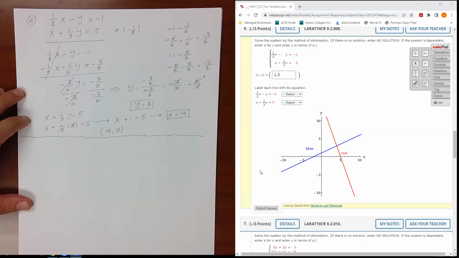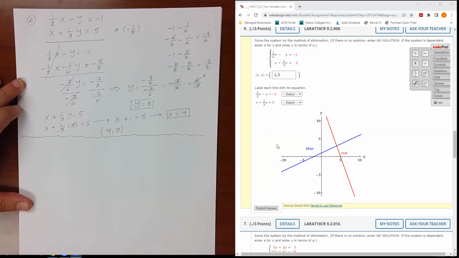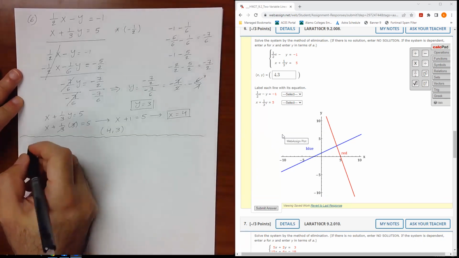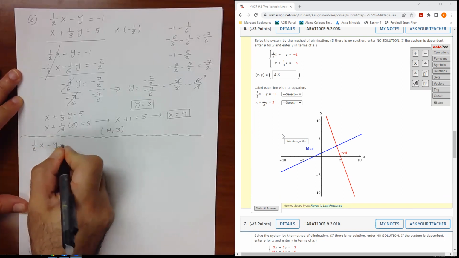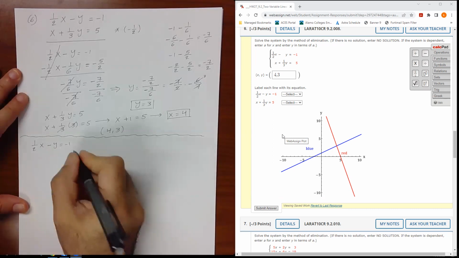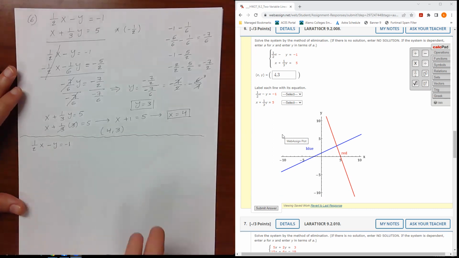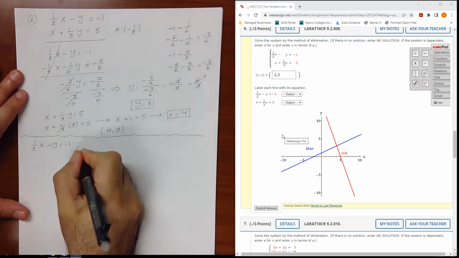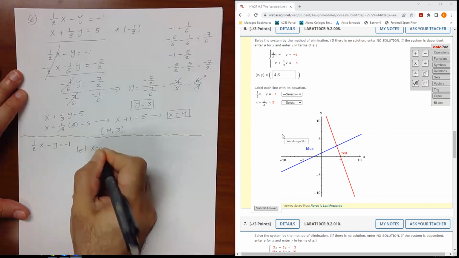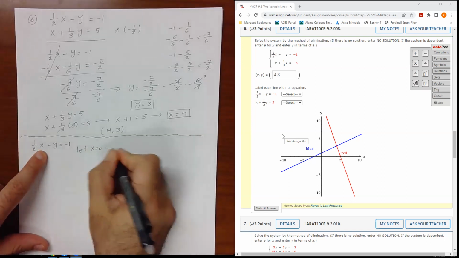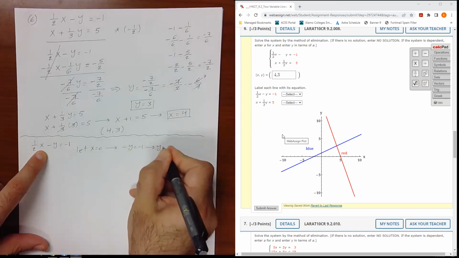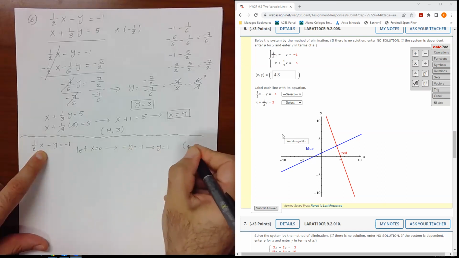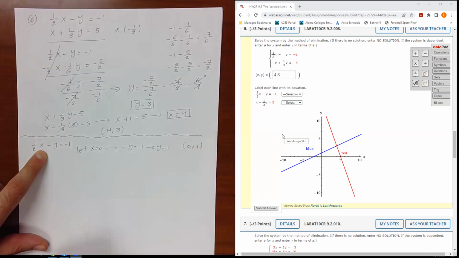Now let's check how we're going to graph this one. For the first line, we're going to check if it's the blue or the red line. So we have 1/2x minus y equal -1. I'm going to do the same thing. I'm going to check the intercepts. So let x equal 0. So x equals 0. That means -y equal -1. That means y is going to be equal to 1. So the point is going to be 0, 1.